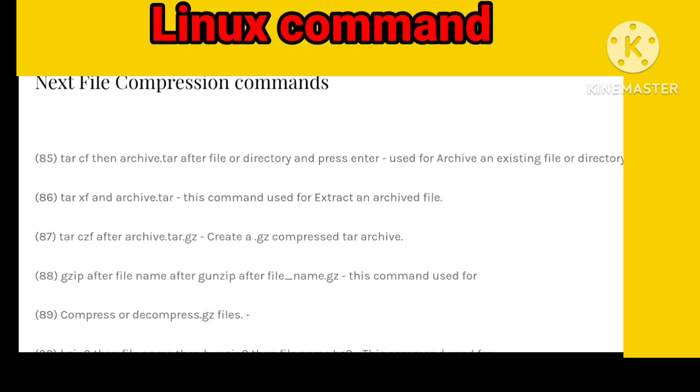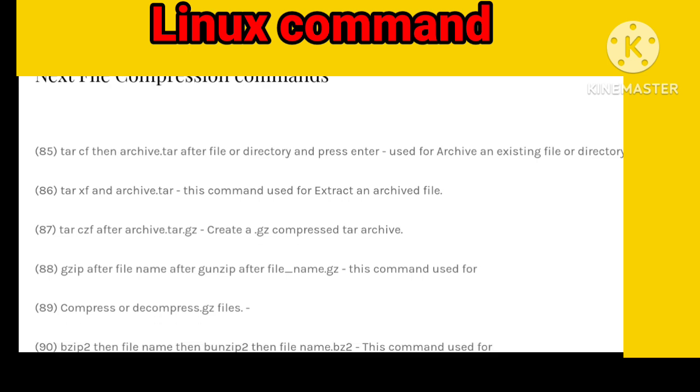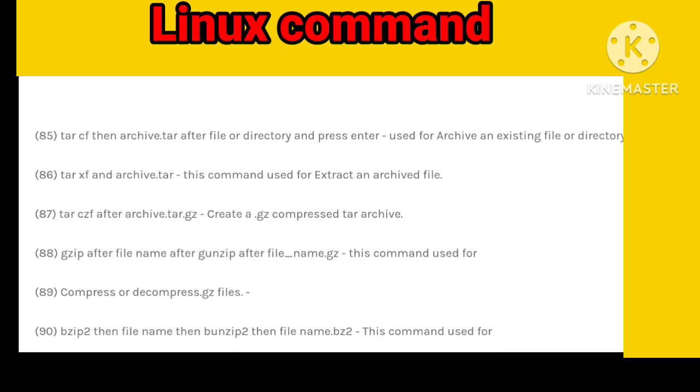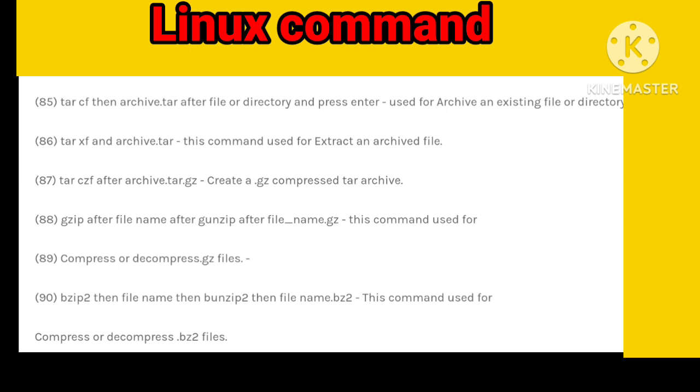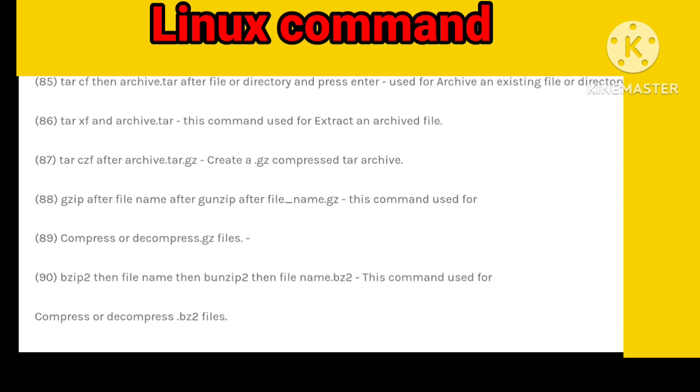So the next is tar cf, then archive.tar, then file or directory, and then press enter. This command is used for archiving an existing file or directory. The next is tar xf archive.tar. This command is used for extracting an archive file. The next is tar czf, then archive.tar.gz. Create a gz compressed tar archive.